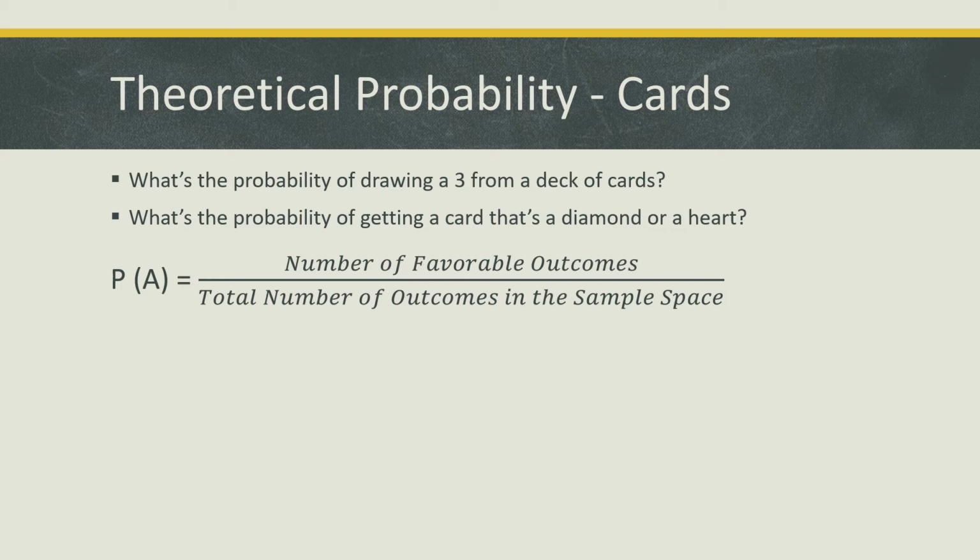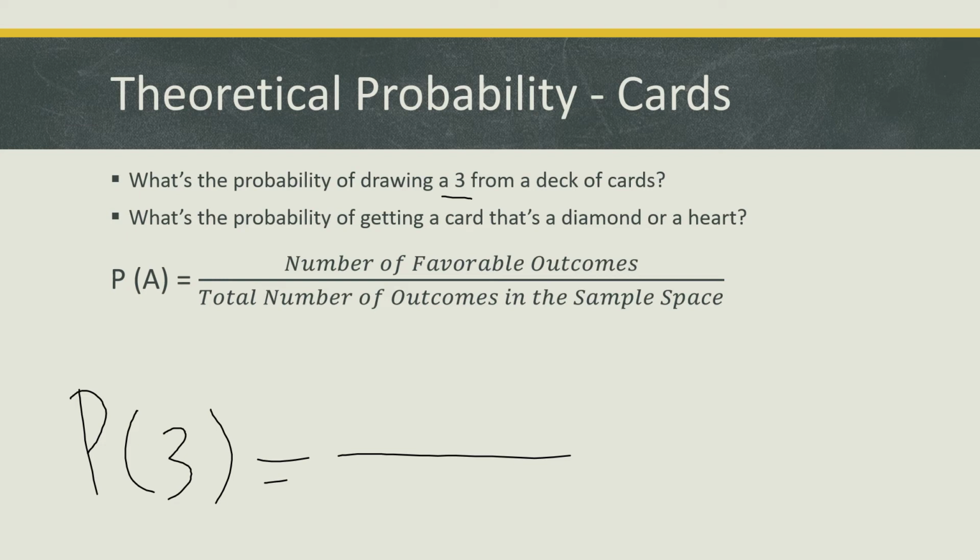So let's focus on finding the theoretical probability in questions involving cards. What is the probability of drawing a 3? Well, this has a big difference between drawing a 3 in a deck of cards and flipping a coin and getting tails. Because when you flip a coin, there's only one tails. In a deck of cards, there's 4 different 3s.